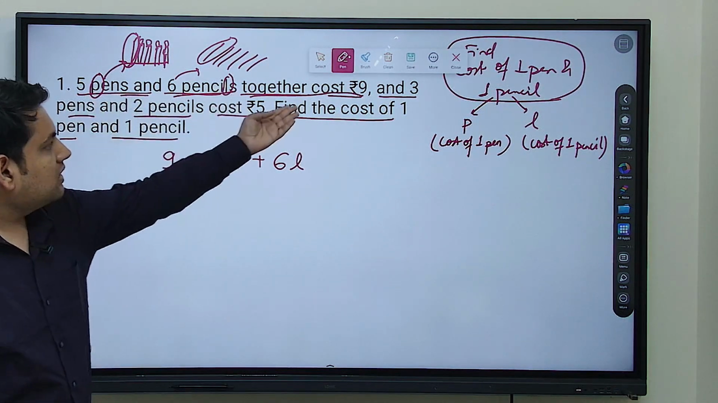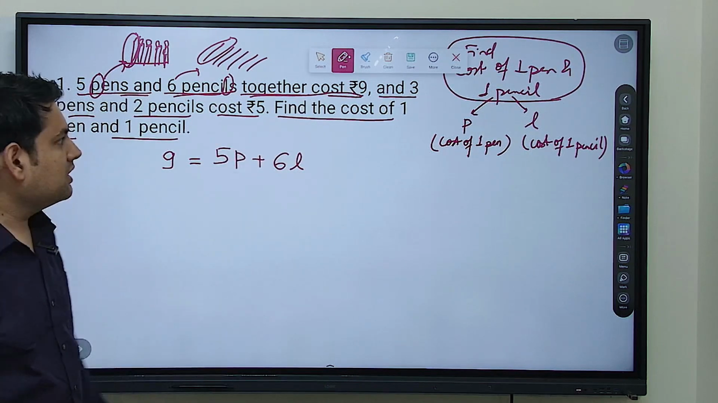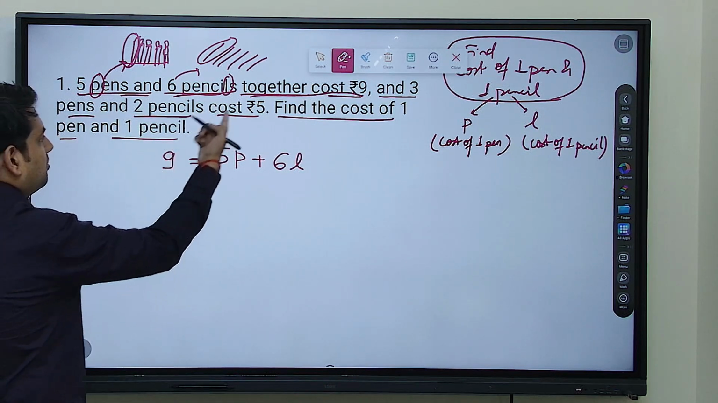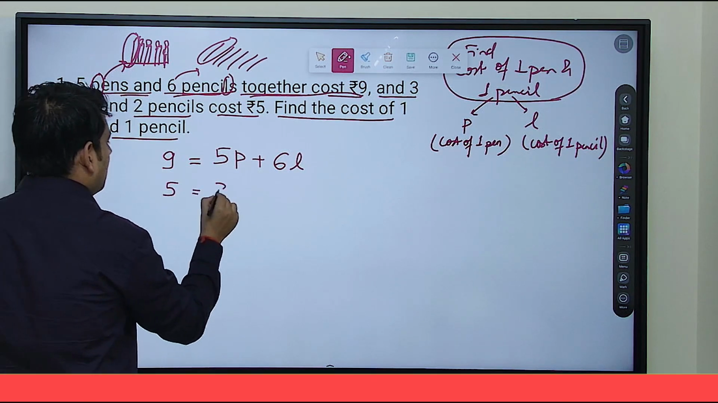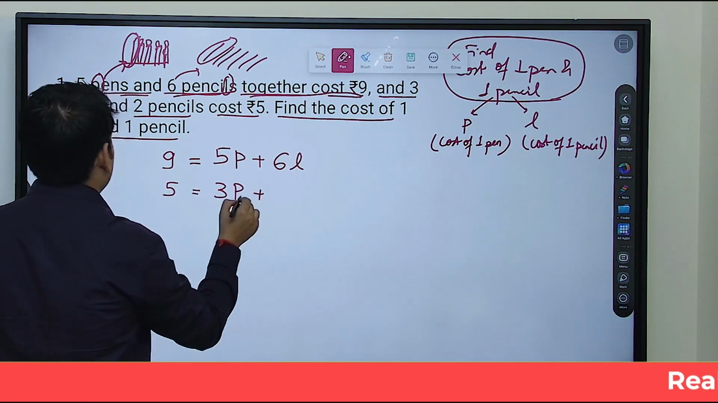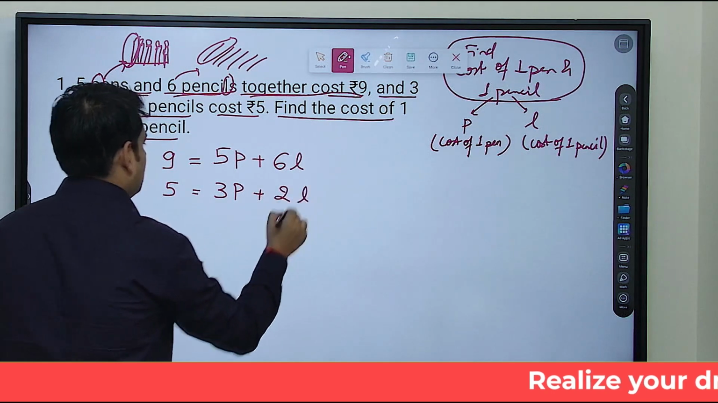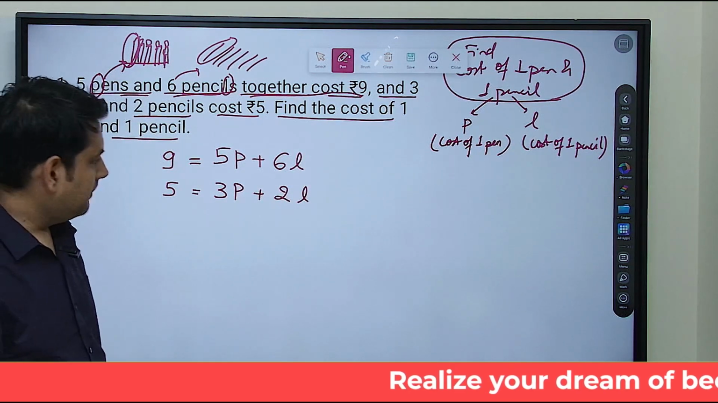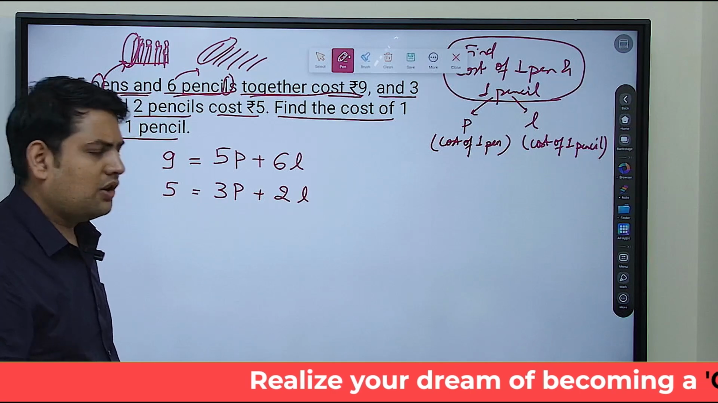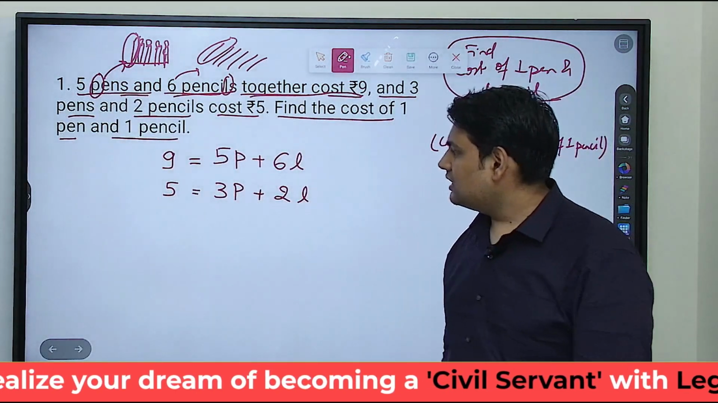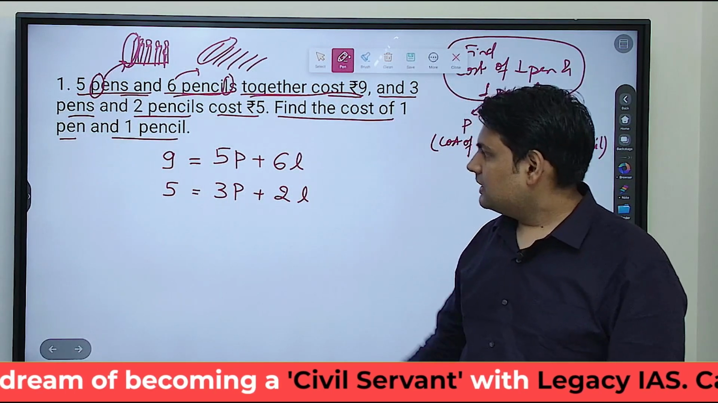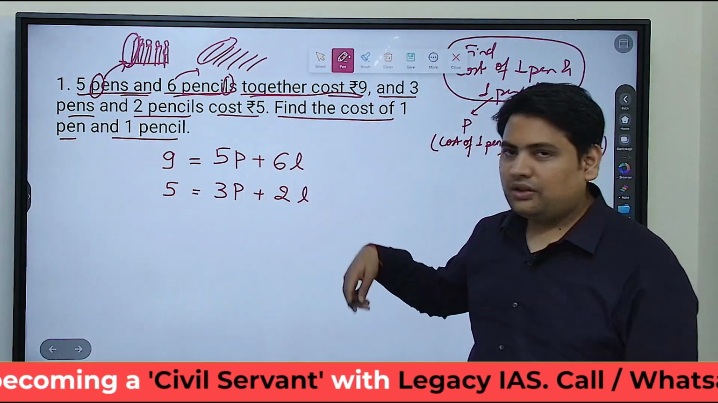5 pens and 6 pencils together cost 9 rupees. Now the second is 3 pens and 2 pencils cost 5 rupees. So 5 rupees equals 3 pens and 2 pencils. That's it. These are your two equations. Now you need to find P and L, and P plus L, whatever you want. This is now easy. How will you find it? Simply, you need to eliminate one of the variables.